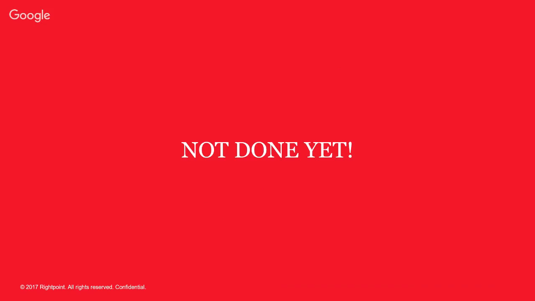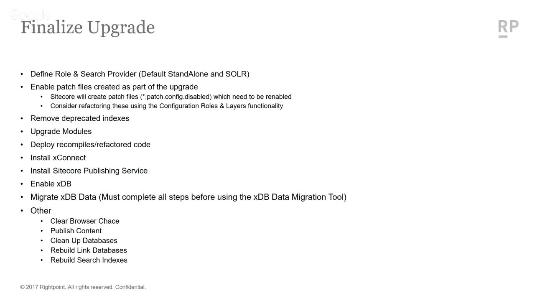Okay, so a lot of people think I've installed my update package, I've done all the previous steps, I'm done. My instance is updated. Not quite yet. There's a lot of things, especially with Sitecore 9, that you're going to have to do once you've actually installed the update package. The first and foremost is you're going to have to define your roles and search provider. If you're using Lucene and moving over to Solr, you're going to need to make some updates to your code as well. But essentially, first step is defining your role, and the default one is standalone.